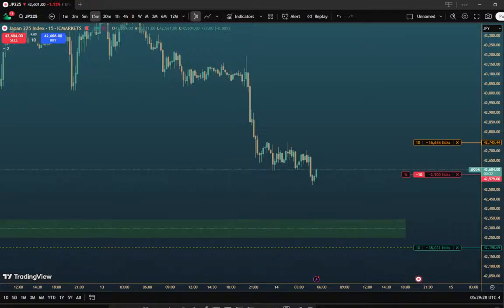Old low, bounce, buy over here, stop loss down here. It must be safe. No, it's not. Stab into the old low. Turtle soup, rally. Same thing over here. Old low, right? Lots of liquidity down there.